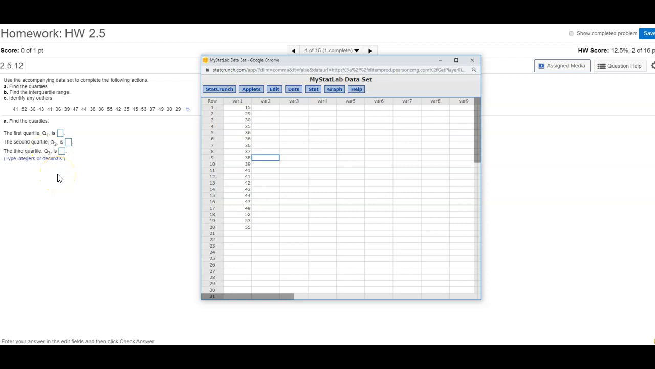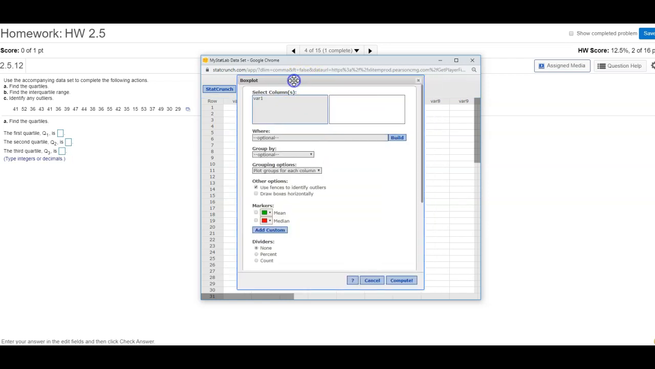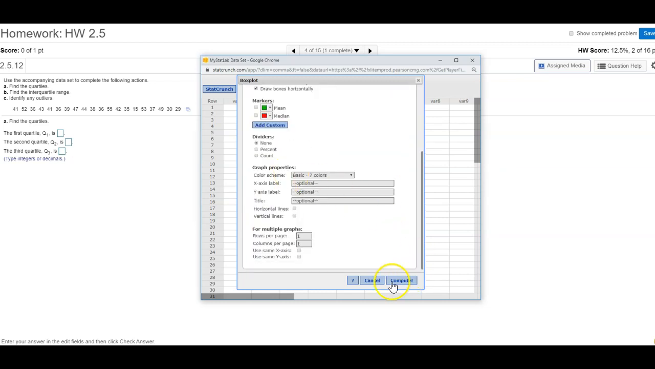You can go to StatCrunch and Summary Stats, but I like to use a graph here. I go to Graph, all the way to Box Plot, and I want you all to pay attention to what I'm doing. I'm going to select the variable. You will check Use fences to identify outliers. You will use that, and you will also click on Draw boxes horizontally, and then you will compute.